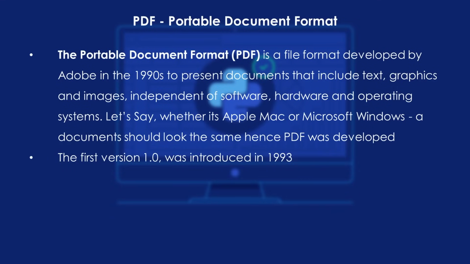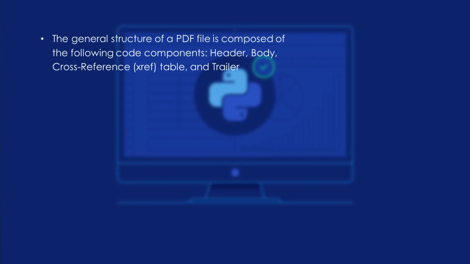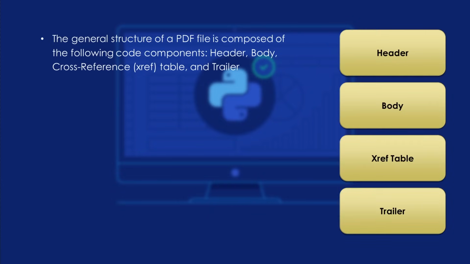The first version, 1.0, of PDF was introduced in 1993. PDF is based on the PostScript language. Each PDF file encapsulates a complete description of a fixed layout flat document. The way the text and graphics are embedded in the PDF is based on the layout, not on any structured format. The general structure of a PDF file is composed of four main components: header, body, cross-reference table, and trailer.